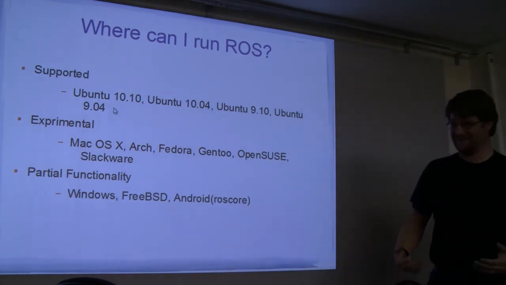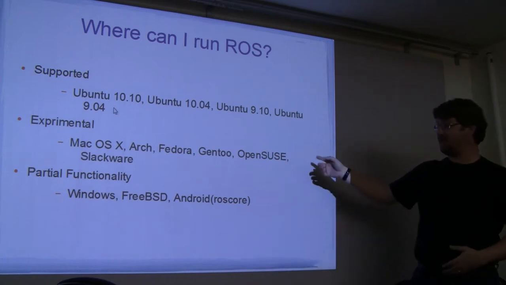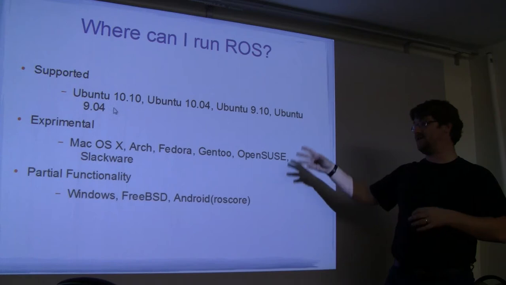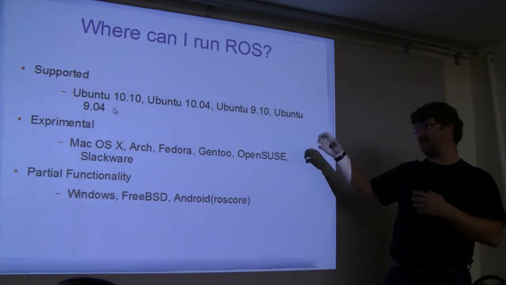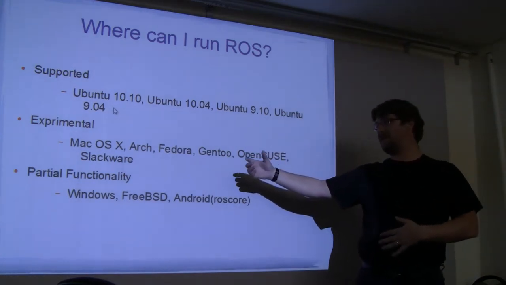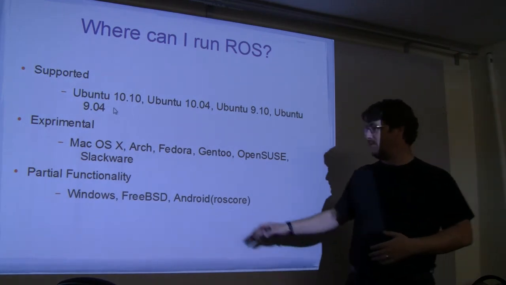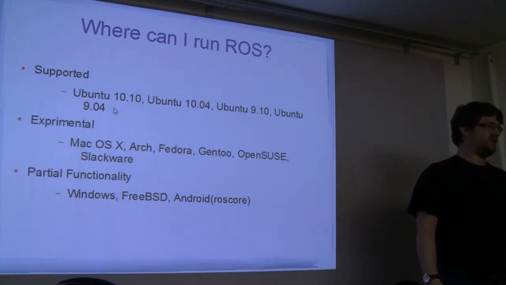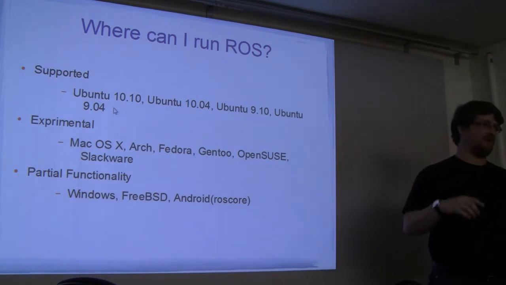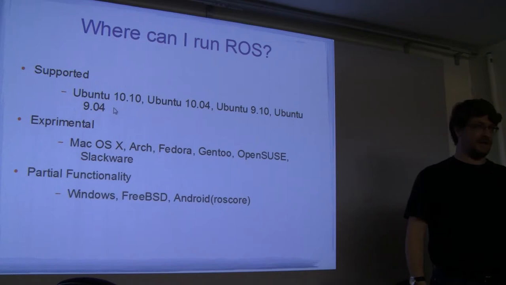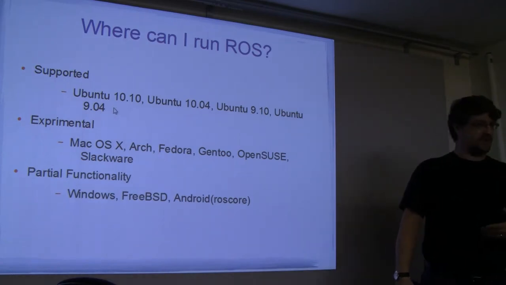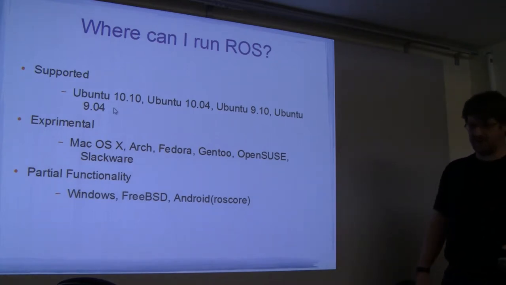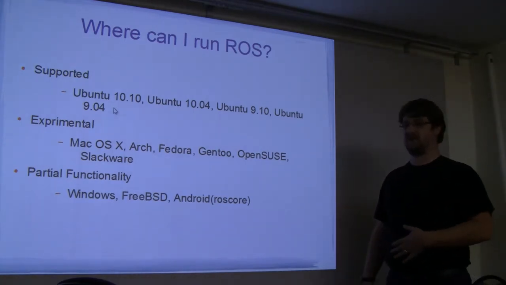Guilty as charged. The experimental ones, as you can see, are Slackware, other Linux-based stuff, or FreeBSD-based stuff, or BSD-based stuff, like the Mac, so on and so forth. The partial functionality Windows, all it has is ROS Core currently. It doesn't have any of the advanced SLAM mapping interfaces and those types of things that allow you to run it. The guy who is doing most of the work on that will be more than happy if anybody wants to help him get it going. But there's not a lot of driving force beyond that.